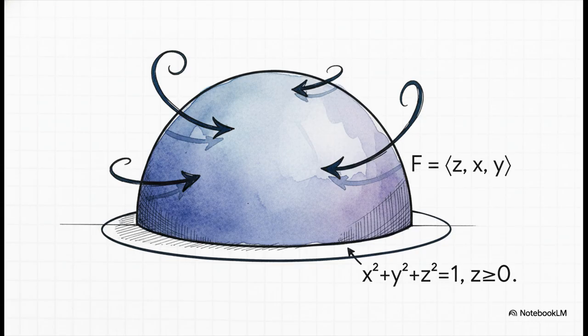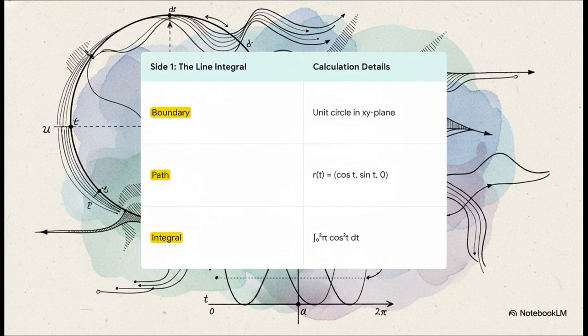So here's the setup. We've got a vector field f, and our surface is the top half of a sphere, a hemisphere. The boundary of this hemisphere, of course, is the unit circle just sitting on the xy plane. All right, first, let's do this the hard way. Let's tackle the line integral side.